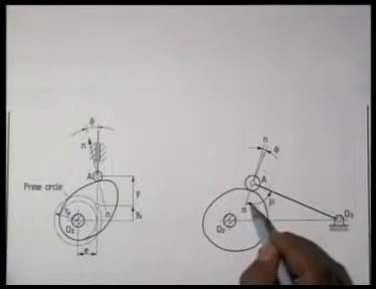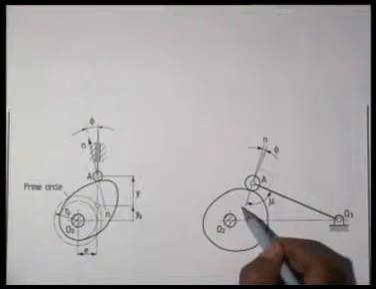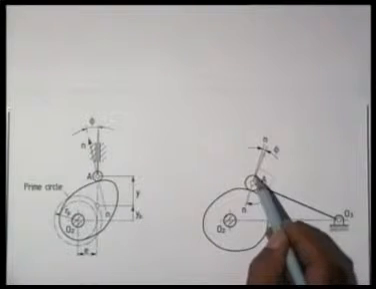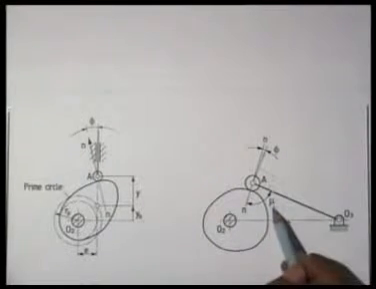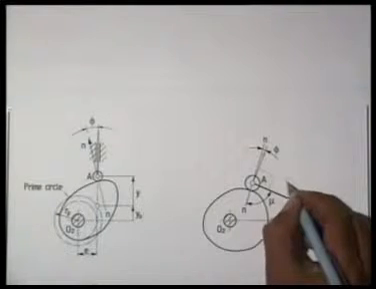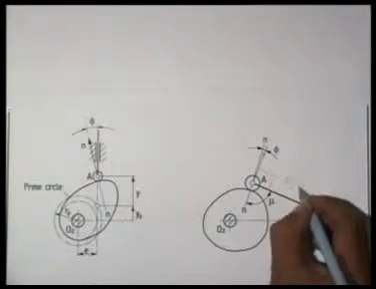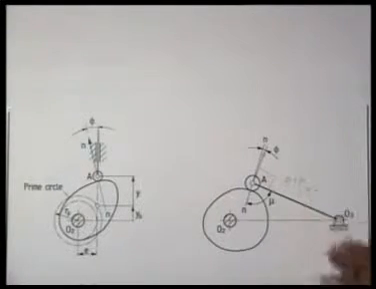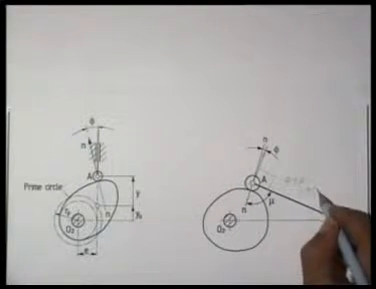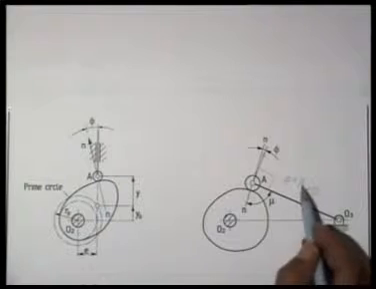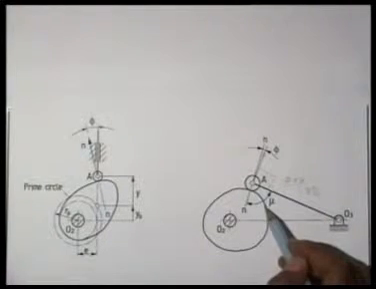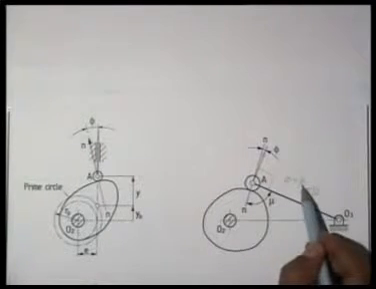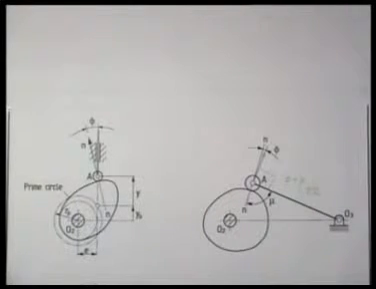We can see that this angle, which we call mu, phi plus mu is 90 degree. This is 90 degree. This total angle is 180 degree. So phi plus mu is 90 degree. And it is this angle mu which we call transmission angle in case of linkages. So this pressure angle is complementary to the transmission angle in case of linkages.